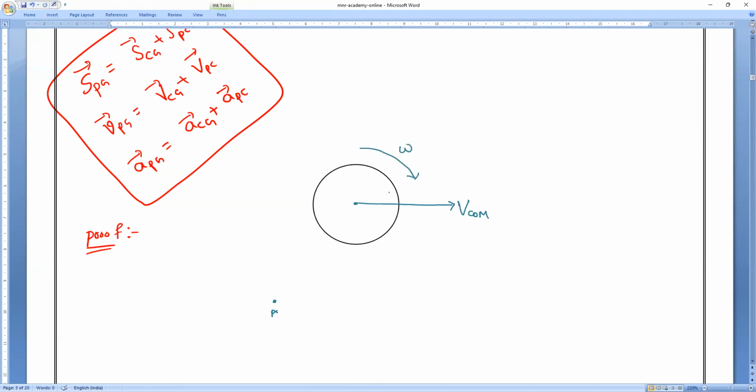It is rotating with the angular velocity omega. So the distance between this point and the center of mass, what do we call it? R. Understand, all of you? Vector form we have to represent it.